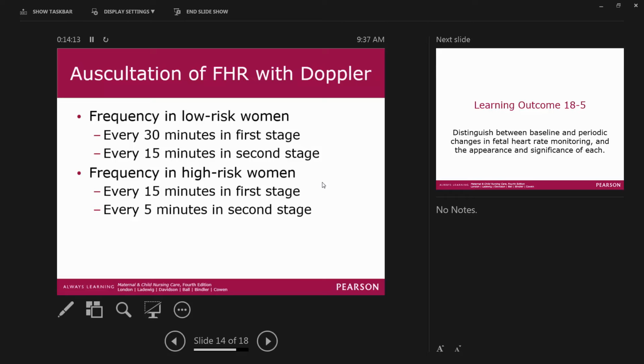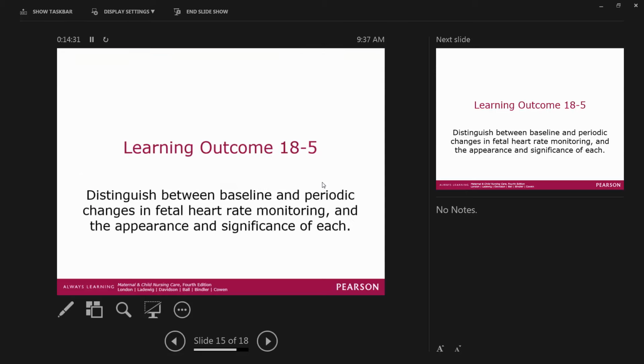If the woman is high risk, I'm putting her on continuous electronic monitoring. But if she's high risk, I'm doing this every 15 minutes. Every 15 minutes, I'm auscultating for 10 minutes. She's on a continuous monitor. Okay? In the second stage, it's every 5.